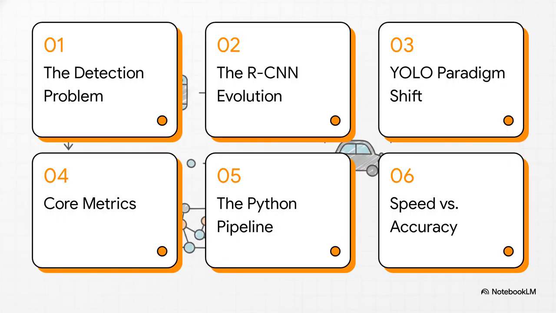All right, here's our roadmap for the explainer. We'll start with the core object detection problem, move right into the RCNN evolution and the YOLO paradigm shift, define our core metrics, build out an actual Python pipeline, and then wrap it all up with speed versus accuracy.